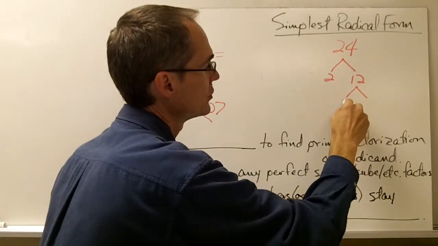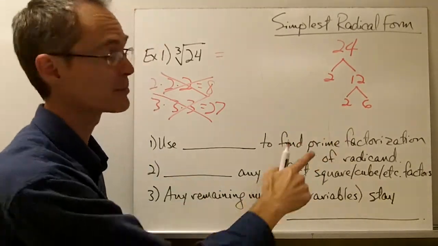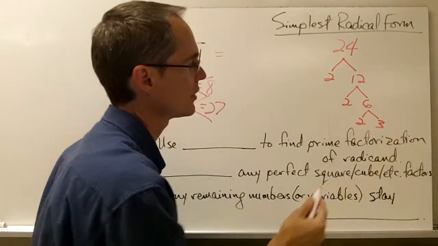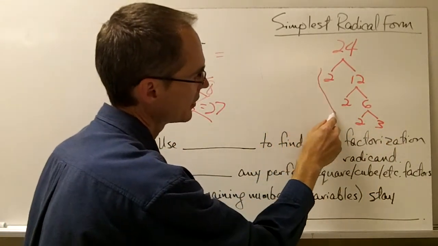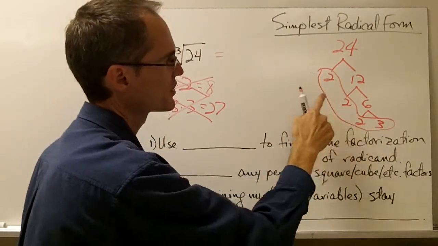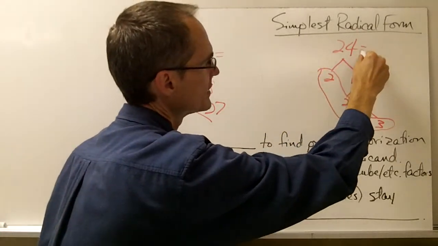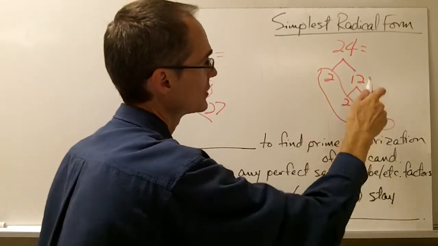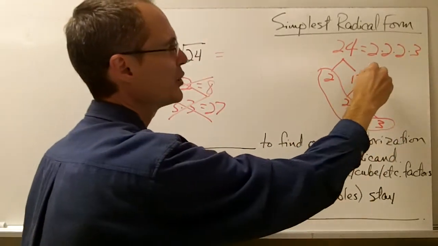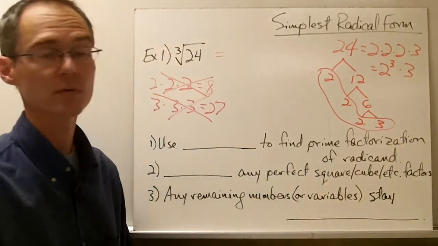I can break that down into, how about 2 times 6? Again, 2, I can't break that down anymore because it's prime. 6, however, I can break down into 2 and 3. And all of these numbers here make up what's called the prime factorization of 24. That is to say, 24 is equal to 2 times 2 times 2 times 3, or I could write that as 2 to the third power times 3.